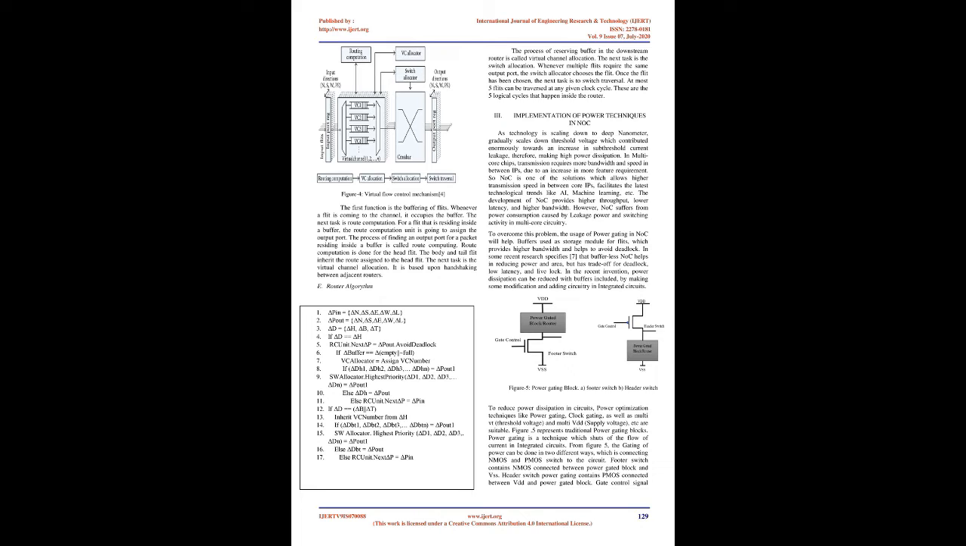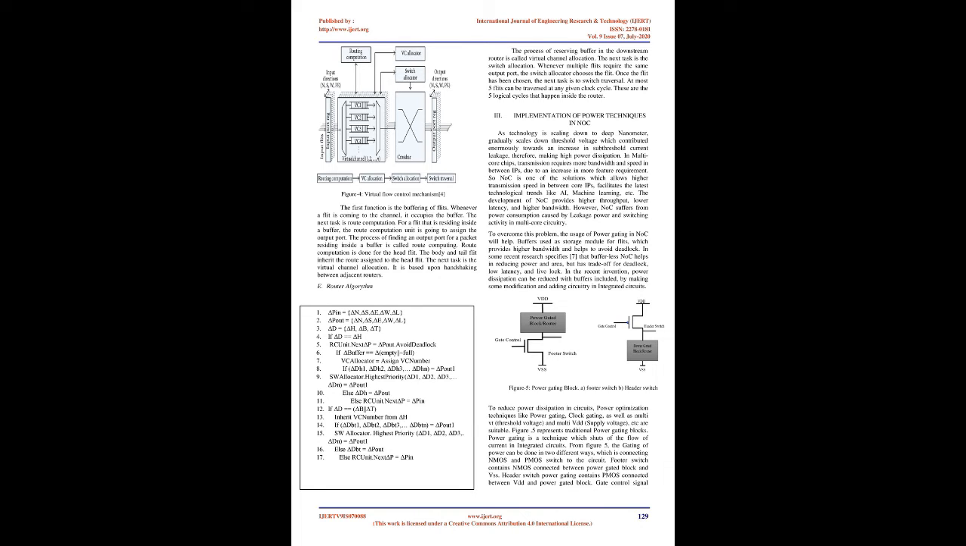The first function is the buffering of flits. Whenever a flit comes to the channel, it occupies the buffer. The next task is route computation. For a flit that is residing inside a buffer, the route computation unit is going to assign the output port. The process of finding an output port for a packet residing inside a buffer is called route computation. Route computation is done for the head flit. The body and tail flits inherit the route assigned to the head flit.